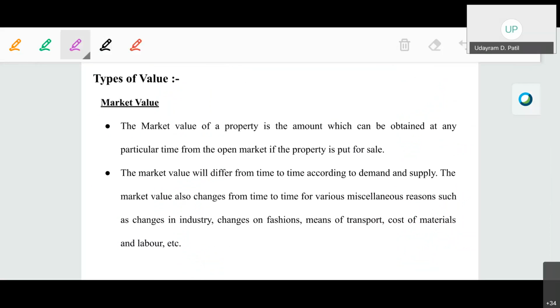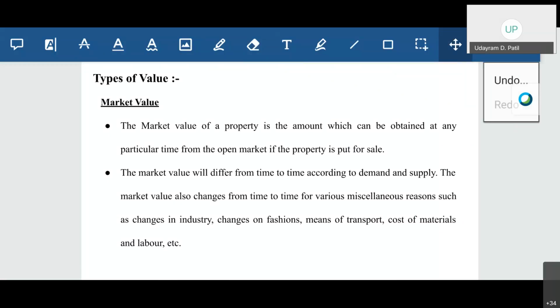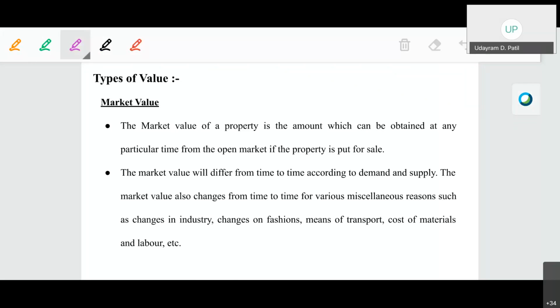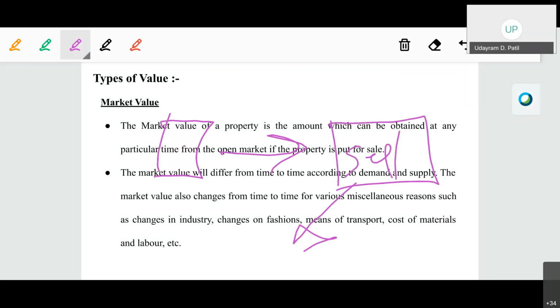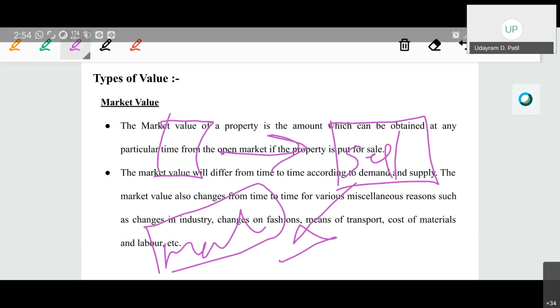Next is the types of value. Various types of values are there. The first one is the market value. As I said, market value means whatever the sellable amount of that particular property is. If I'm going to put my particular item in the market, the amount for which that item is going to sell is known as the market value of that particular property, or the particular item.